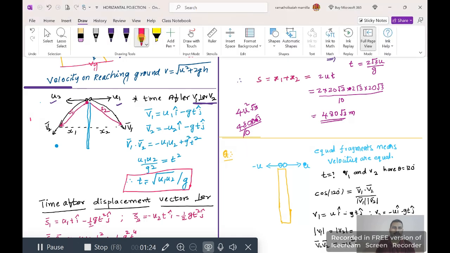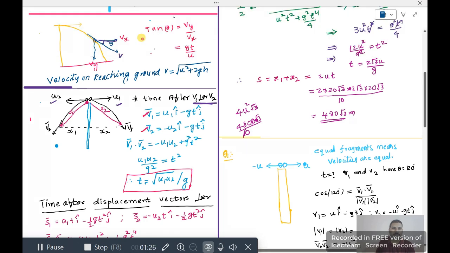I'll take it. Find out v1, v2 and the dot product of v1 dot v2. So 0, if you do u1 into i dot i, j dot j, you will find t is equal to root over u1 u2 by g. So this is the time when two velocity vectors are perpendicular.